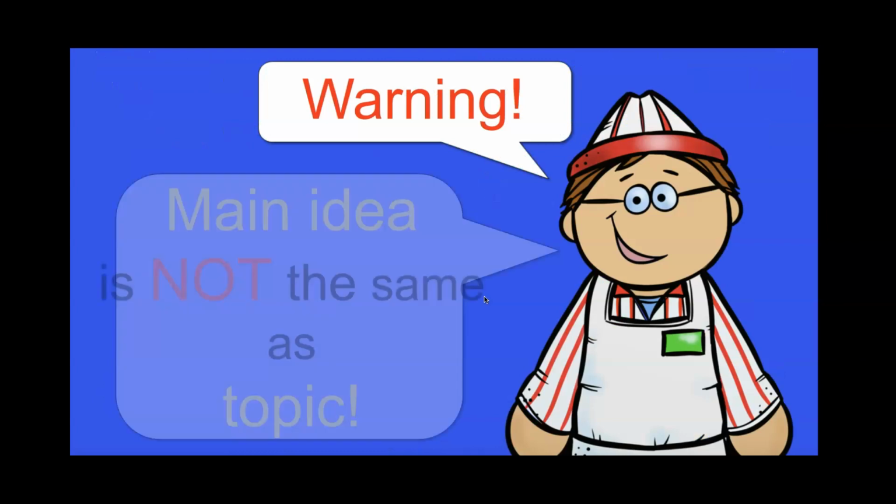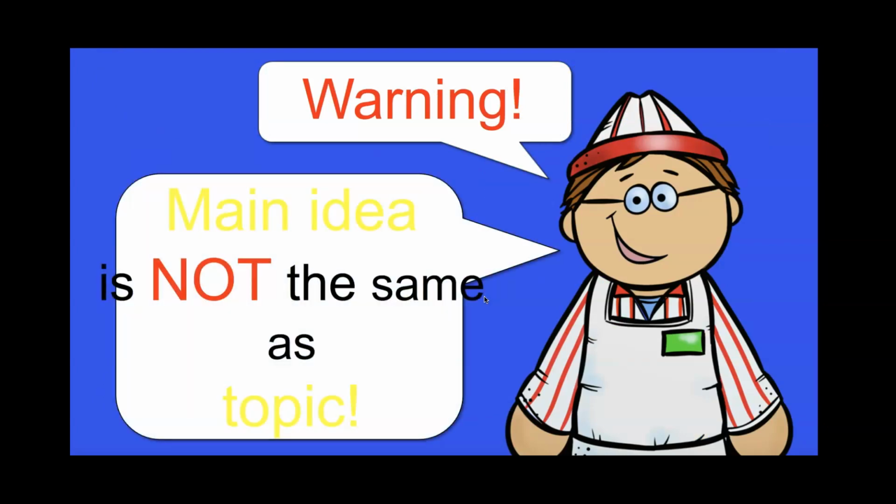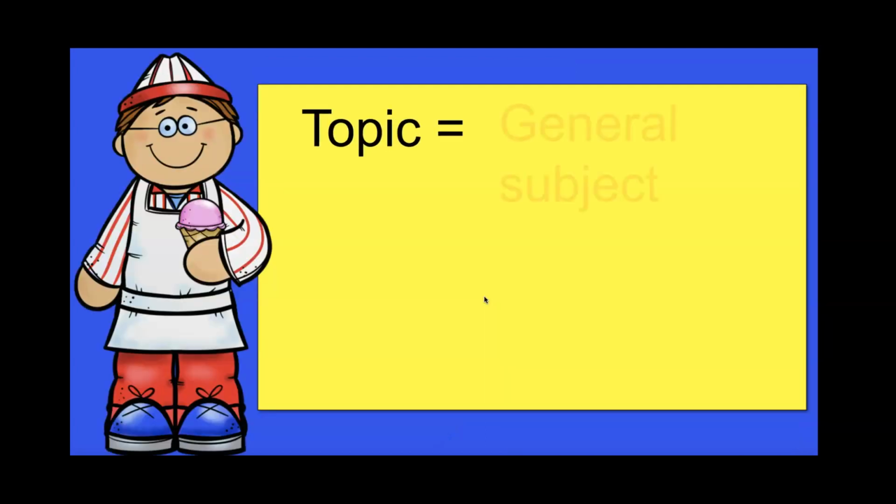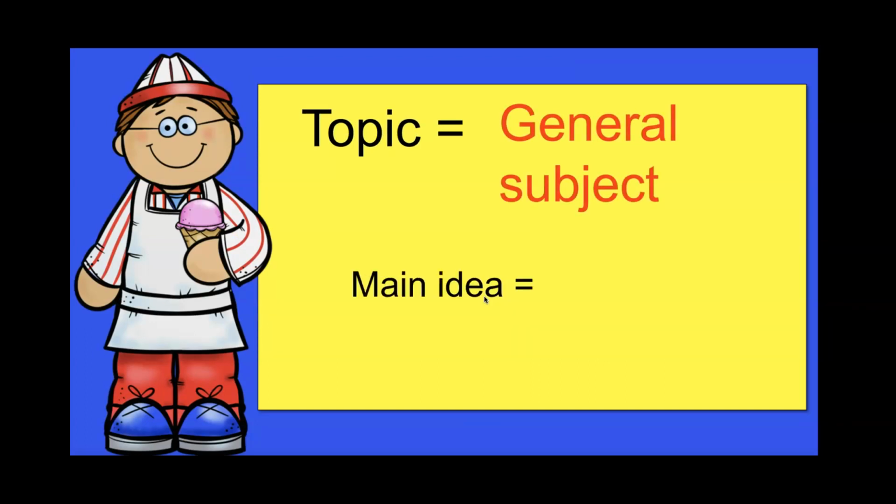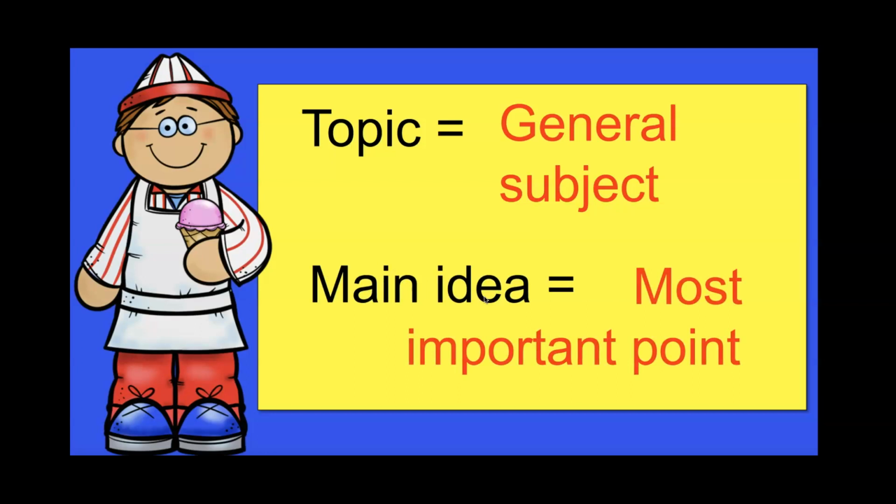Here's another warning. Main idea is not the same as a topic. Think about it. A topic could be dogs, could be shoes. That's a topic. What are you going to write about, dogs or shoes? And that's why you want to be careful, okay? And I'm going to give you some examples here. All right. Topic is a general subject. Main idea is the most important point that you're going to write about or read about.